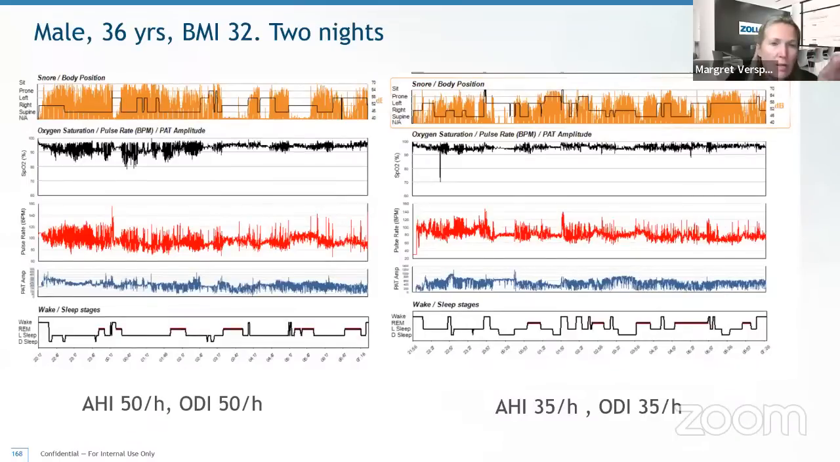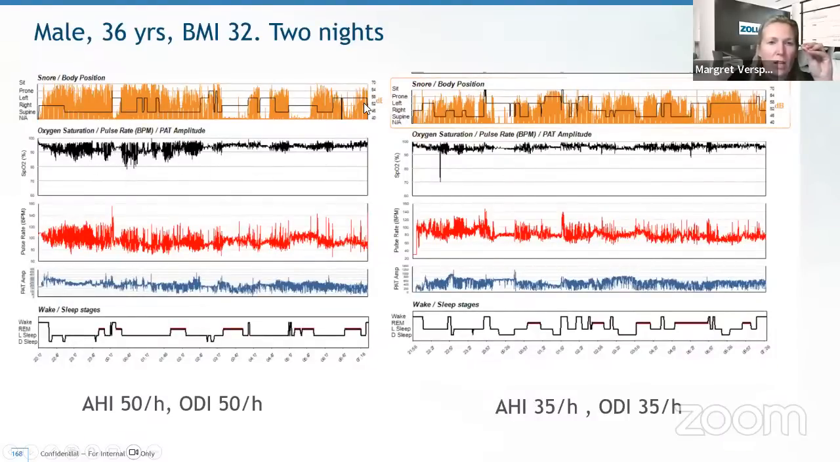What we see here is a man, 36 years old, BMI 32, who has 2 WatchPAT tests. This is the first night where we see an AHI of 50 and an ODI of 50. This is the second night, 1 week later, 35 and 35. What's going on here? Deeper desaturations over here.